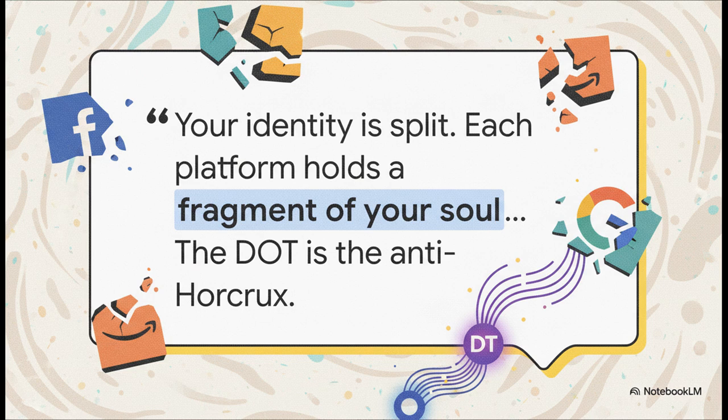Think about it. Our identity is totally fractured, right? There's a piece of you on Facebook, another on Amazon, one on Google. Each one holds a little fragment of you. Well, the DOT, which is controlled by your one single private key, it acts like an anti-Horcrux. It pulls all those scattered fragments of your digital soul back into one place, completely under your control.